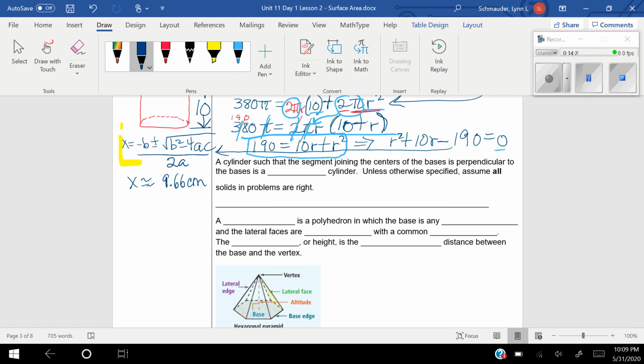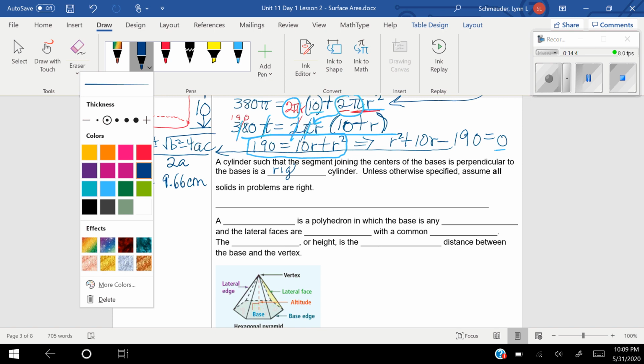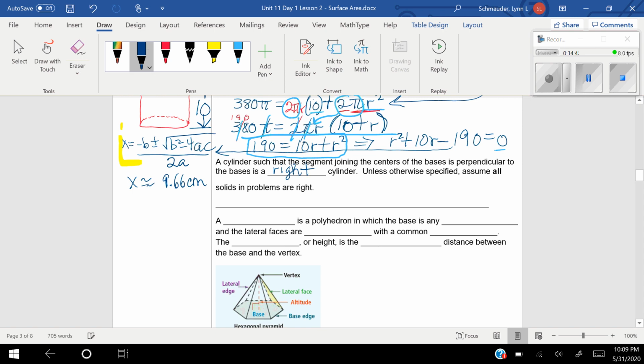You're welcome. All right, a cylinder such that the segment joining the centers of the bases is perpendicular to the bases. Joining the centers is perpendicular, it's a right cylinder. And that's all we're going to be dealing with. So don't worry about oblique cylinders unless otherwise specified. Okay, so if it's not specified, assume it's a right cylinder, a right prism, a right everything.